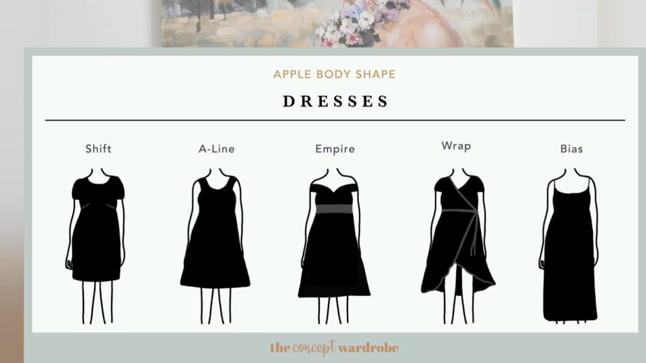So now we are going to move on to the next section, which is the best dresses for an apple body shape. If you are an apple body shape, you need to put these dresses into consideration, and the first one we have is the A-line dress. A-line dresses gently flare out from the waist, skimming over the hips and the midsection.